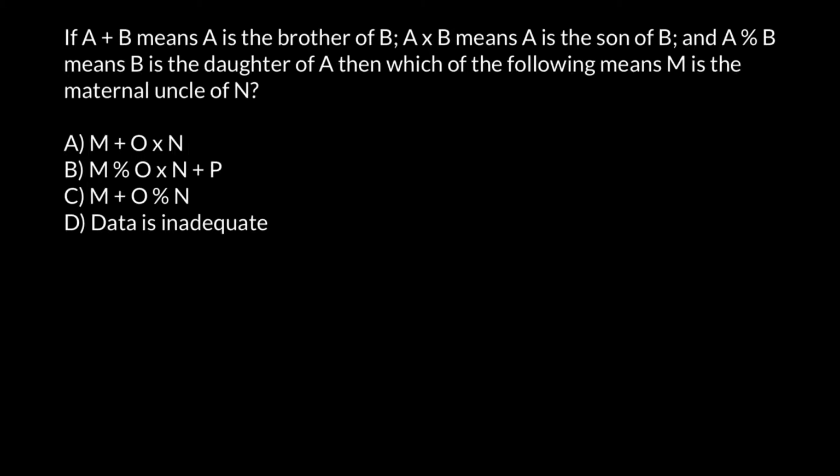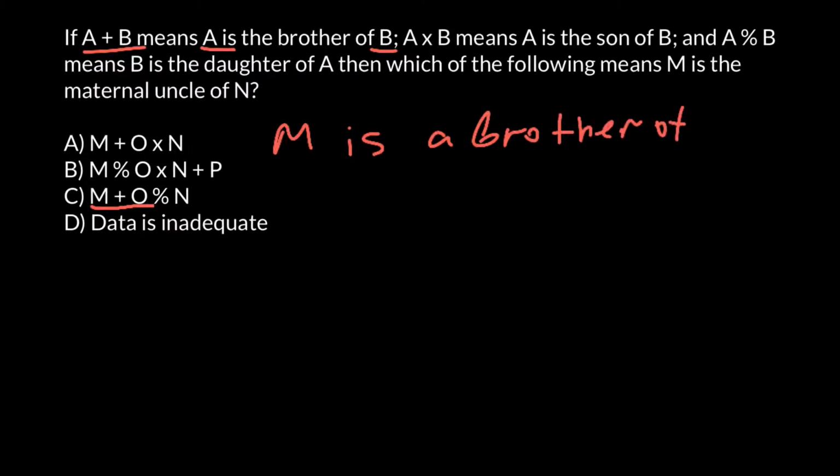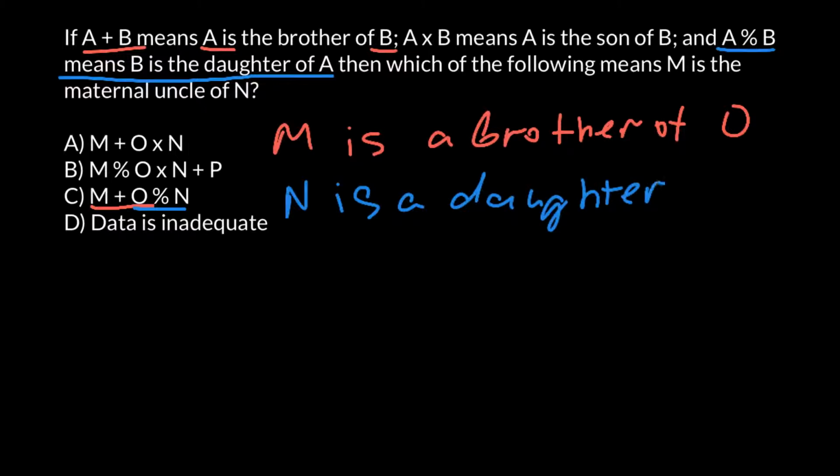Now let's check answer C. M plus O means that A is a brother of B, or in our case M is a brother of O. Now let's check the next couple, O% N, and this means that N is a daughter of O.